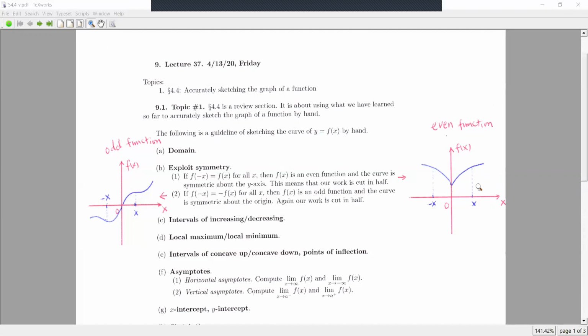Then, how to know a function is an even function? Have a check with this equation. When this equation is true for any x, then the function is an even function.